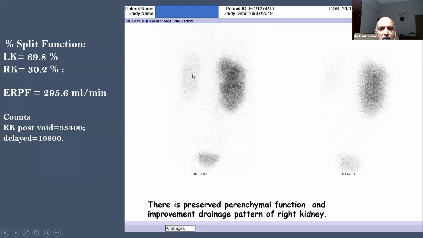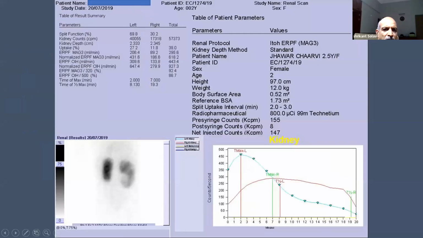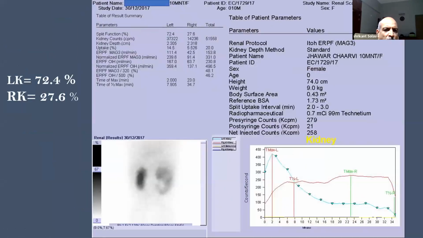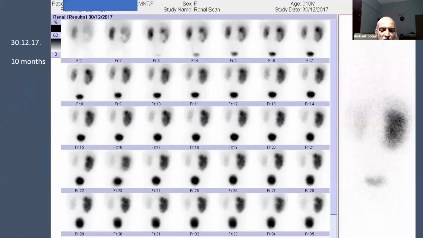So although this is a pediatric, no, this is an adult. This is adult or pediatric? This is a child also.